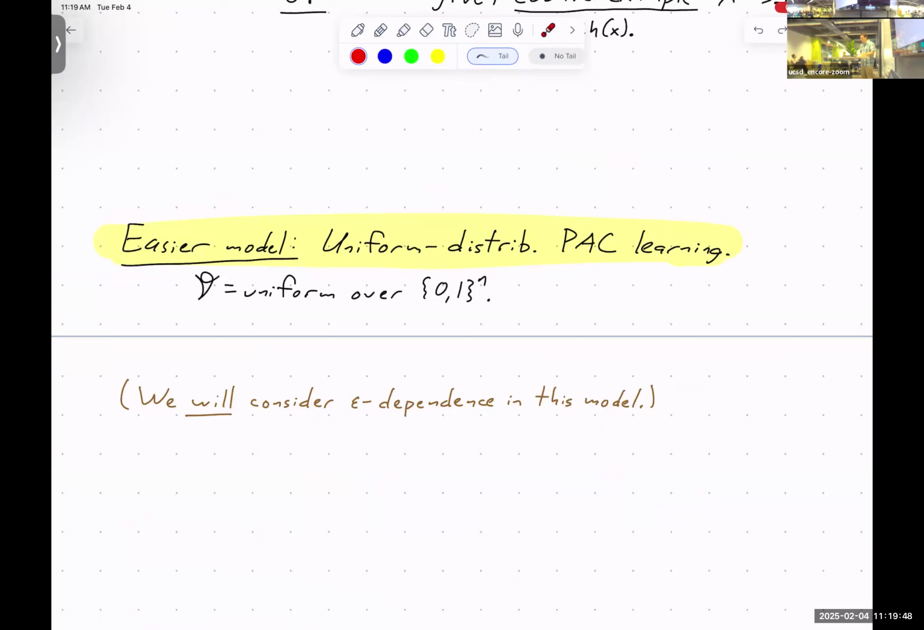This one we basically saw yesterday. I don't have to say very much. You only have to worry about the case where the unknown distribution, we're back in the distribution setting, is uniform. And in this setting, if you want to think about efficient learning, you do have to consider the dependence on the epsilon parameter, the error parameter.